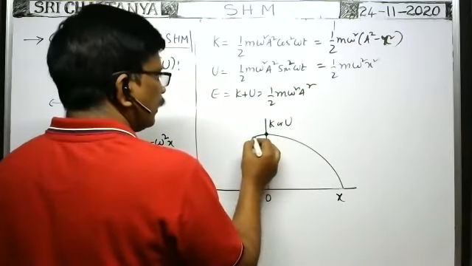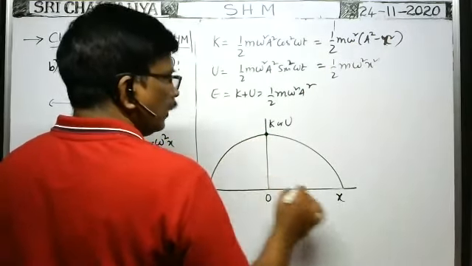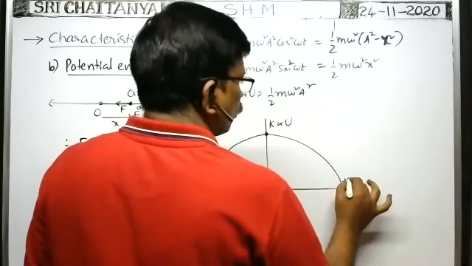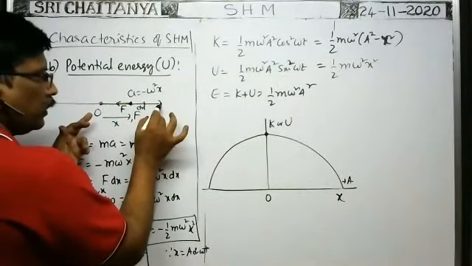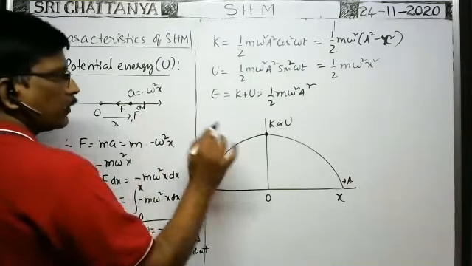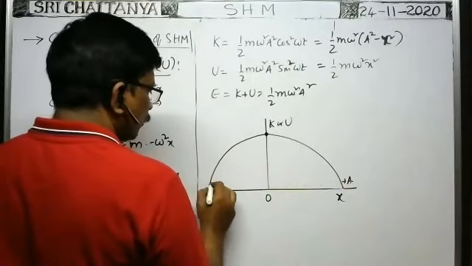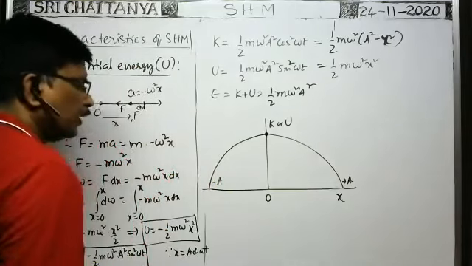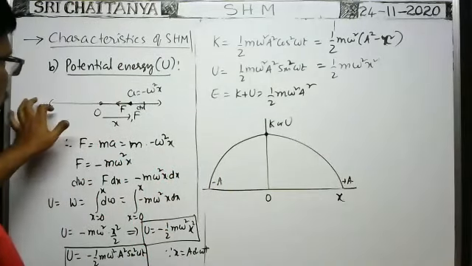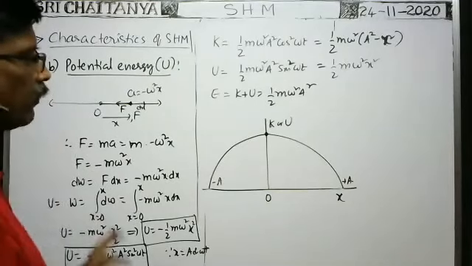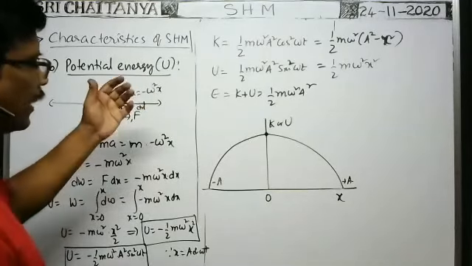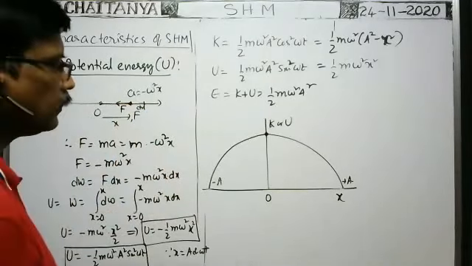You will get the same type of graph in this direction also. It is exactly at x equal to plus a, the right extreme position, that the displacement of the particle is maximum, that is plus a. At the left position it is minus a, with minimum potential. At the extreme positions, kinetic energy becomes 0.